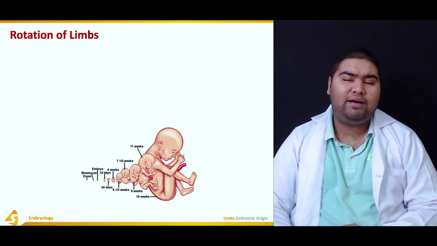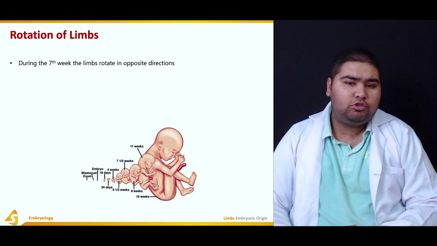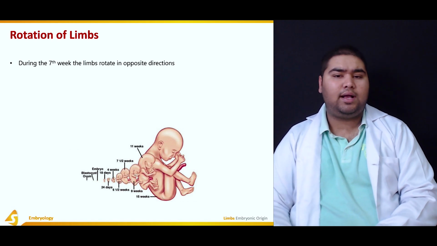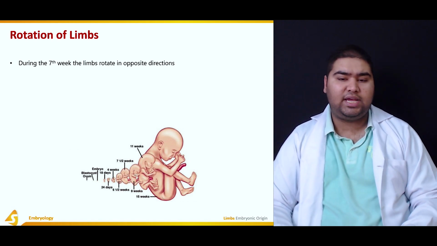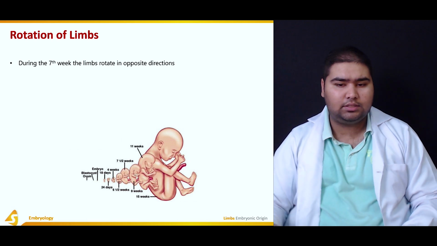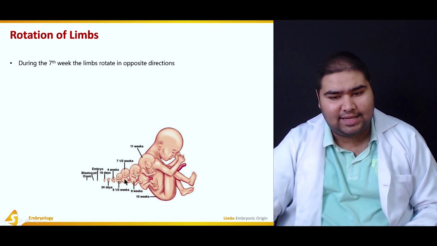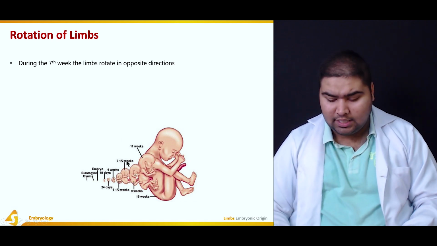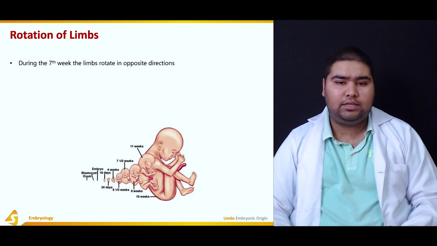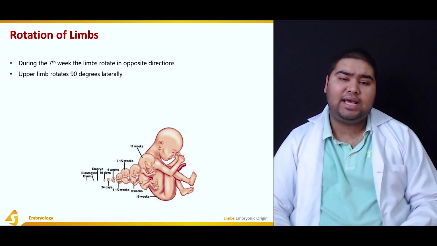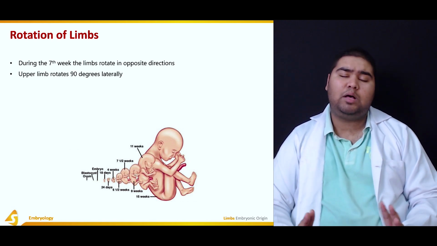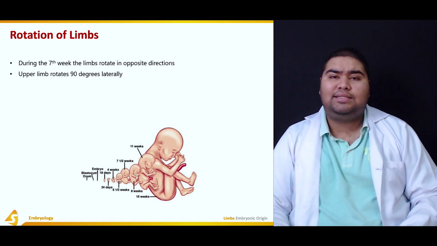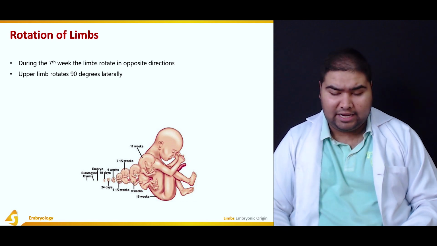So now we have the rotation of limbs. During the 7th week, at this stage of 7.5 weeks, the limbs tend to rotate in the opposite direction. Upper limb rotates 90 degrees laterally. Laterally is away from the central body axis. So the upper limb rotates at a 90-degree angle laterally.